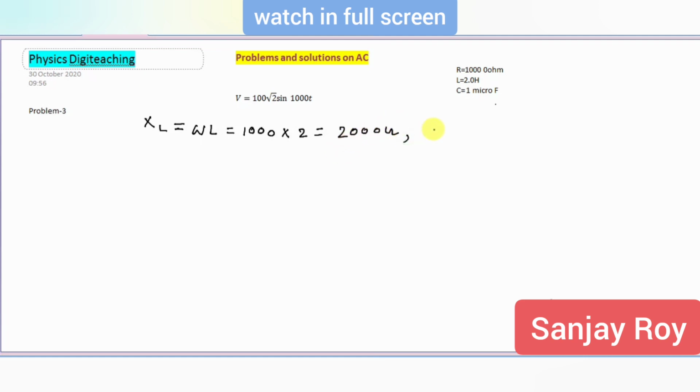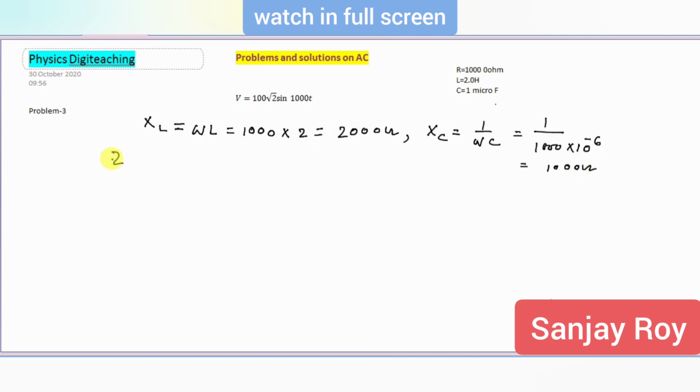Next, the reactance offered by capacitor, XC equal to 1 by omega C, that is 1 by 1000 into 1 microfarad, that is 10 to the power minus 6 farad, and this gives 1000 ohm.